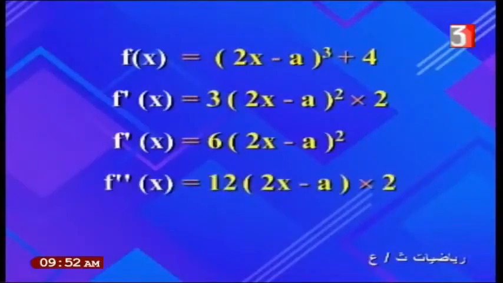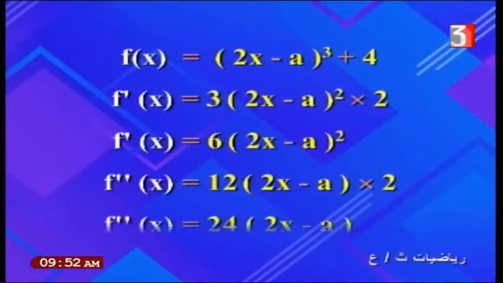f''(x) equals the derivative of the bracket (2x - a) to the power 2, which is 2 multiplied by 6, which equals 12, times the bracket (2x - a) to the power 1, multiplied by the derivative of the function inside the bracket. The derivative of the function inside the bracket equals 2. Then f''(x) equals 12 multiplied by 2, which is 24, times the bracket (2x - a).